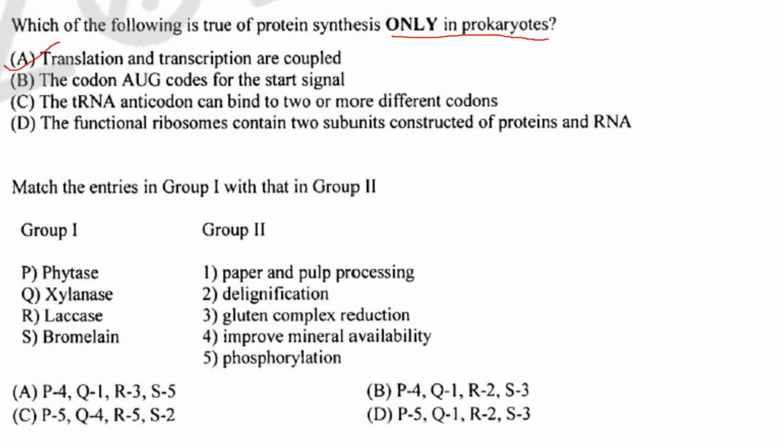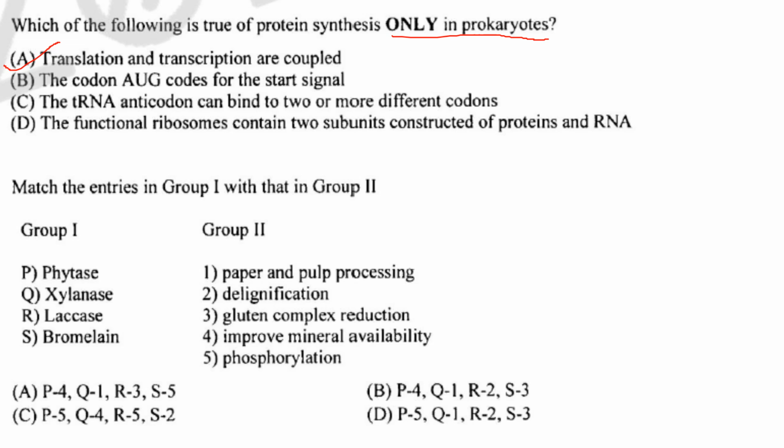Then next one, the functional ribosome contains 2 subunits constructed of protein and RNA. Yes, there are 2 subunits for the ribosome, large subunit and small subunit. Even in prokaryotes, you can see 2 subunits for the ribosome. So D is there in both prokaryotes and eukaryotes. The question here is only in prokaryotes, so A is the answer.